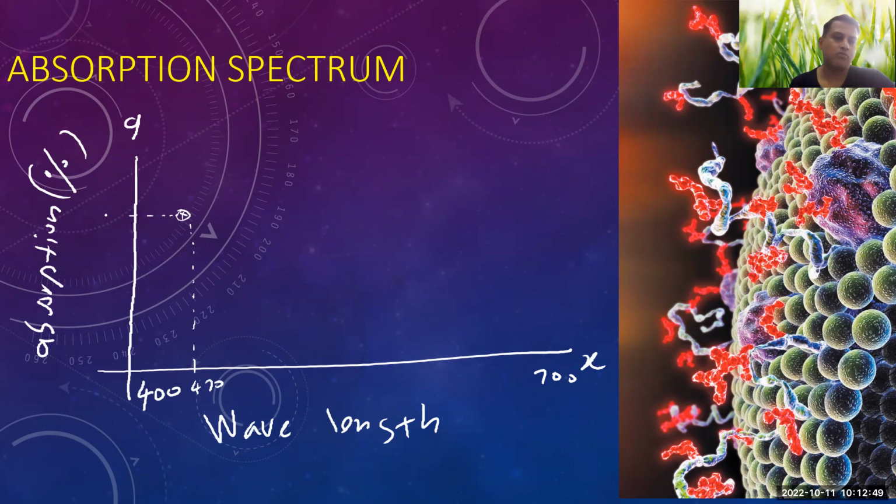470, let's see this one like a 70%. So if the wavelength is 470, chlorophyll A can absorb 70% of light. Then again, I am trying to make another experiment. What is the absorption at 480, 490, 500? Likewise, I am measuring using a method what is the amount of light absorbed by each pigment.